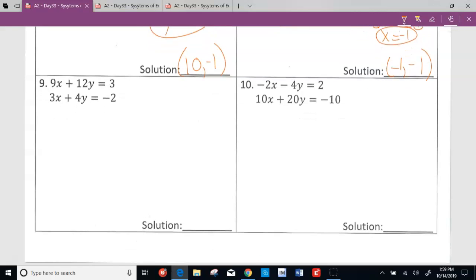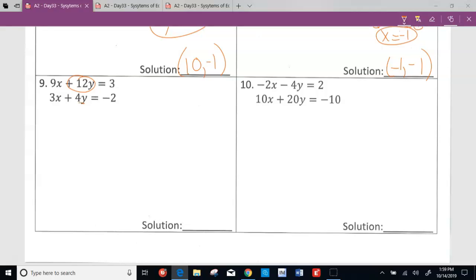9 and 10. For 9 and 10, I don't have any common coefficients. 9 and 3 aren't opposites, 12 and 4 aren't opposites. So I need to make a decision about what I want to get rid of. I'm going to decide to get rid of the y's. To do that, I notice on top I have positive 12y's. Well, what's the opposite of positive 12y's? That would be negative 12y's.